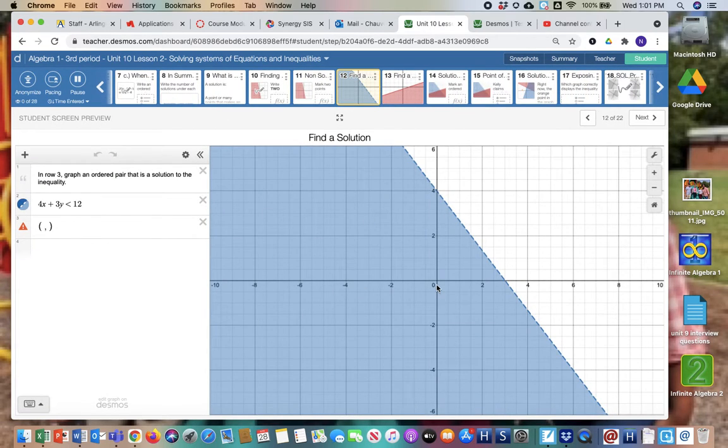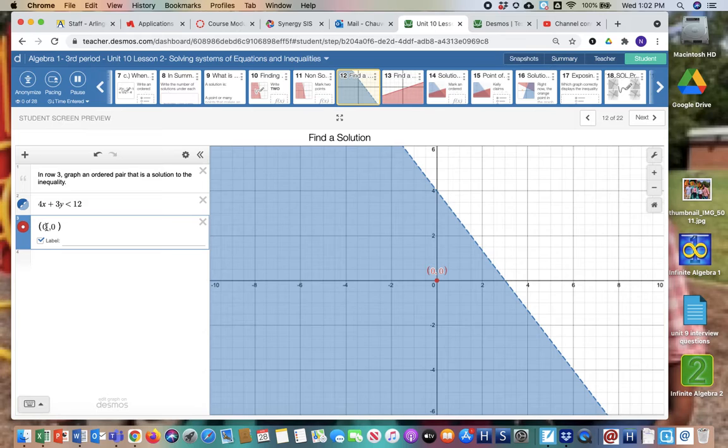Okay, so how do I find a solution? So what if I want to say, where's a solution? Type a coordinate point in here. So how about 0, 0? So if I type in 0, 0 here, everybody see that dot? So let's label that. Boom. Is that a solution? Sure, of course it is.